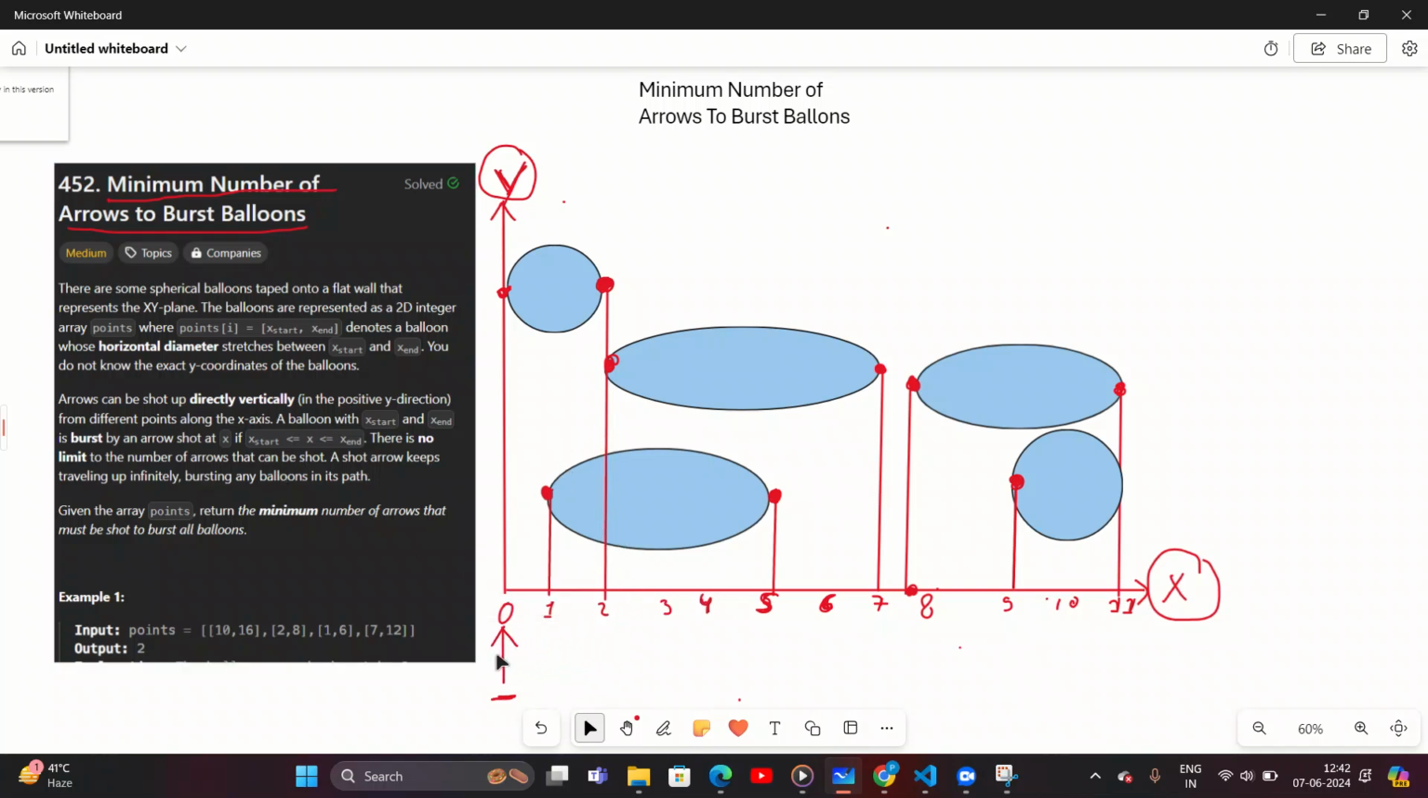And what we need to find in this particular question is the minimum number of arrows required to burst the balloons.